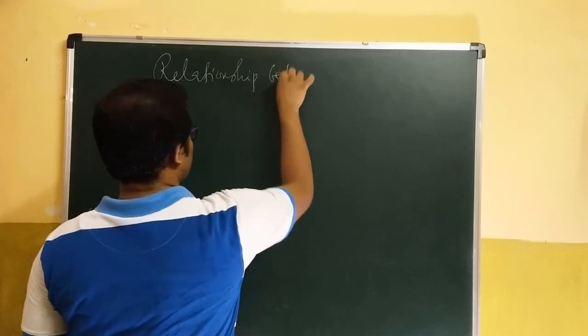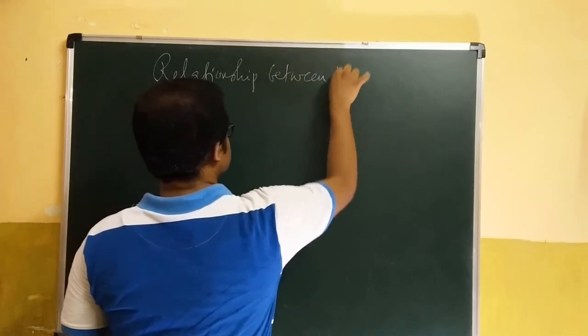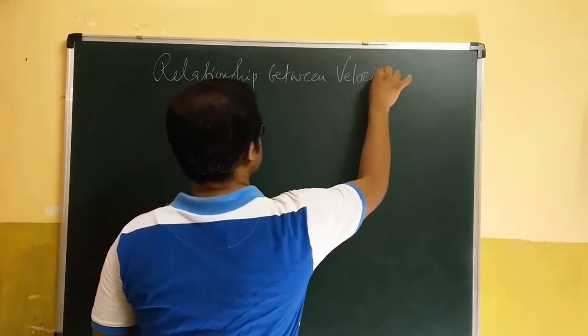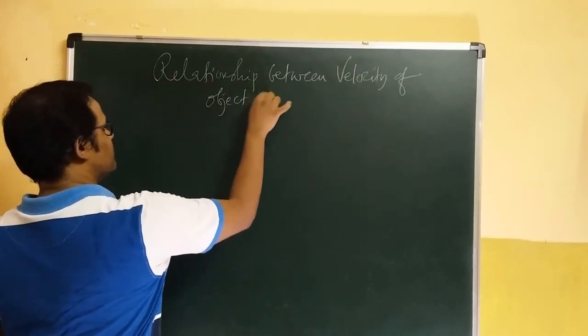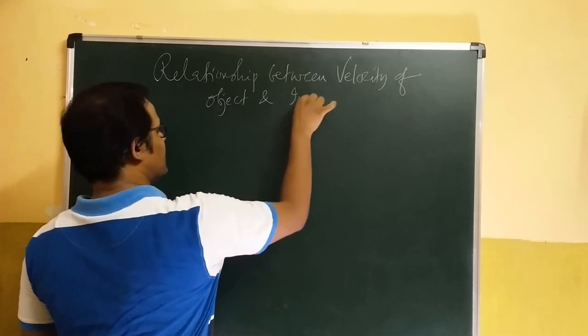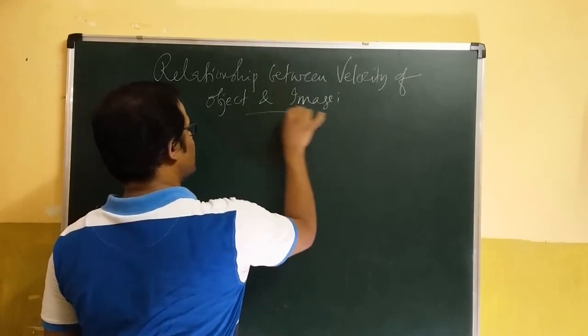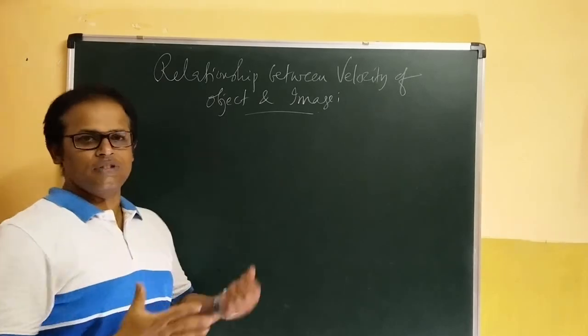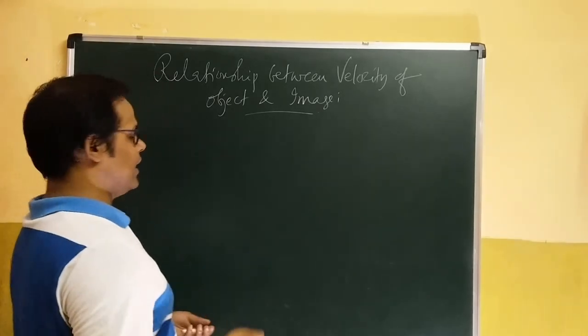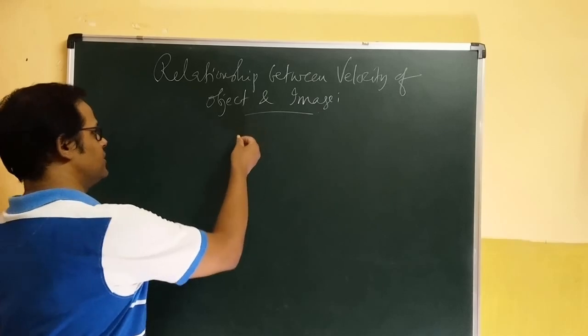The relationship between the velocity of the object and the image. Very, very simple idea. It's slightly above the required standard of your 10th class, but it will be very easy. Let me make it comfortable for you to understand how to calculate this. Okay, very simple. Observe this diagram.